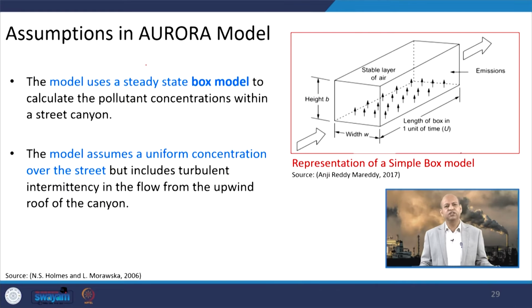Well, certain assumptions are there for this particular model, like it is used as a steady state box model where uniform concentration is achieved at a certain point. In this box model, the whole city is like a length, width and height boundary layer. In that, a uniform concentration is assumed everywhere, which may not be so true, but for the sake of simplification, as I said, it is assumed. So, in the whole street canyon that uniform concentration happens. The model assumes a uniform concentration over the street, but includes turbulent intermittency in the flow from the upwindroof of the canyon.